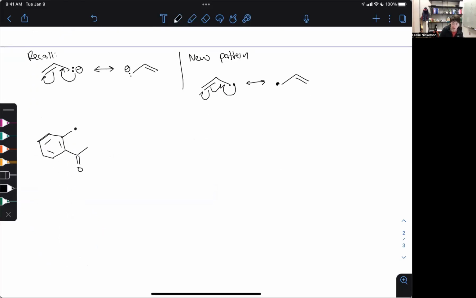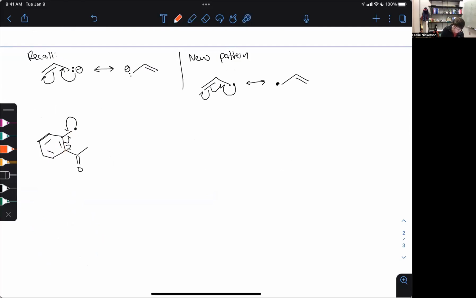So first thing, we have a radical next to a pi bond. So we're going to first move our radical to form a new pi bond. Bring in one of the electrons from the pi bond currently, and then that other pi electron is going to end up on this carbon, okay?